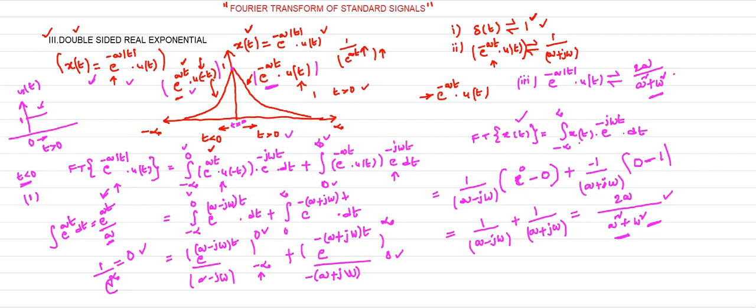If you take the plus t here, u of t, this is the positive side equation, and if you take the negative t, this is the negative side of the real axis equation. Like that you can do the calculations and find out the Fourier transform of the double sided real exponential signal. So this is the equation 2a by a square plus omega square. If you find the inverse Fourier transform of this 2a by a square plus omega square, you will get the time domain signal, which is e power minus a mod t into u of t. So this is about the double sided real exponential signal.